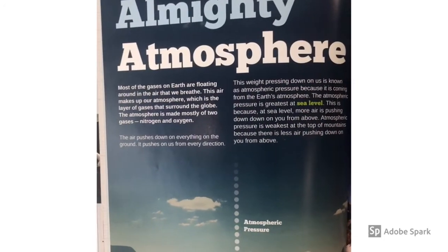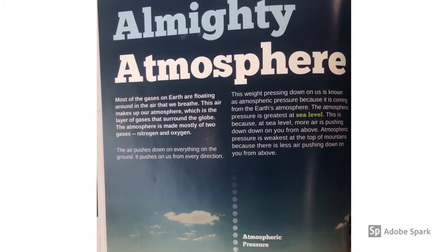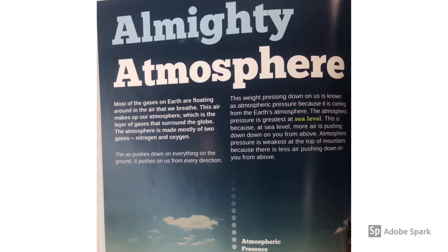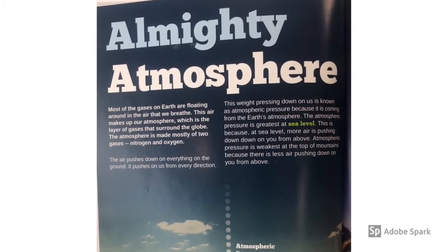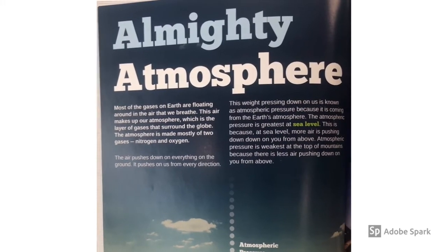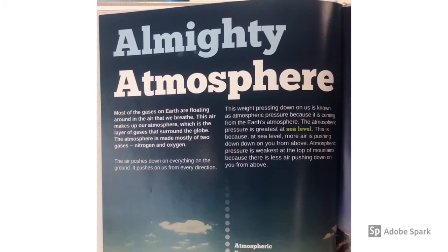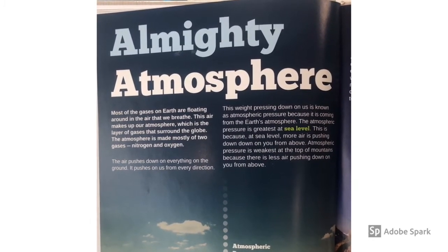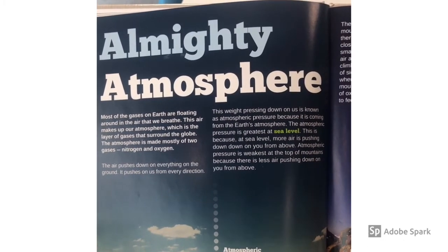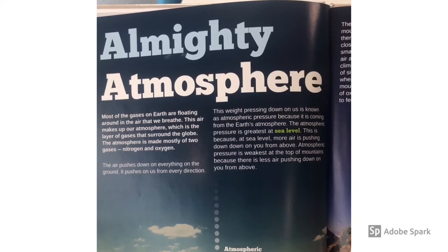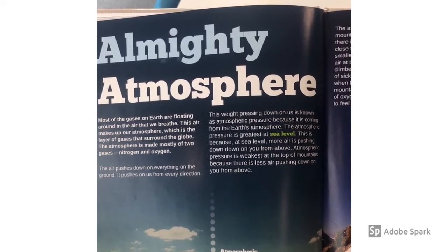Almighty atmosphere. Most of the gases on Earth are floating around in the air that we breathe. This air makes up our atmosphere, which is a layer of gases that surround the globe. The atmosphere is mostly made of two gases, nitrogen and oxygen. The air pushes down on everything on the ground. It pushes us from every direction. This weight pressing down on us is known as atmospheric pressure because it is coming from the Earth's atmosphere.